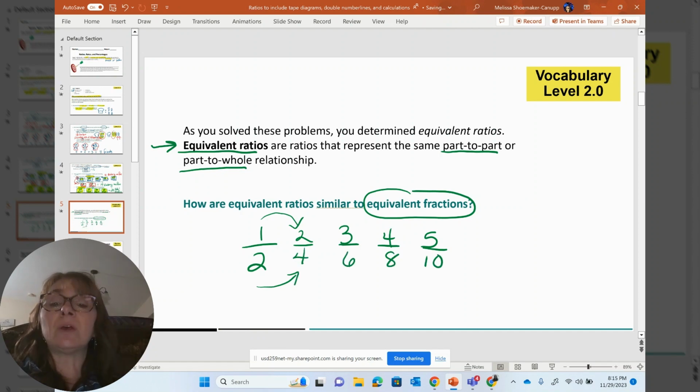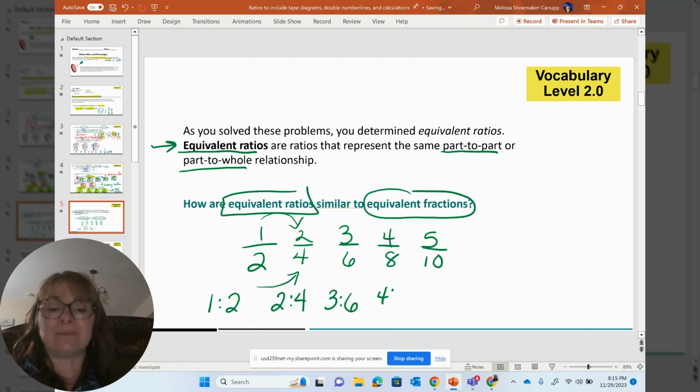These are also equivalent ratios. 1 to 2 is the same as 2 to 4. I've just repeated the pattern twice. It's the same as 3 to 6. I've repeated it 3 times. I've repeated it 4 times. I repeated it 5 times. They're all equivalent. They hold the same value.